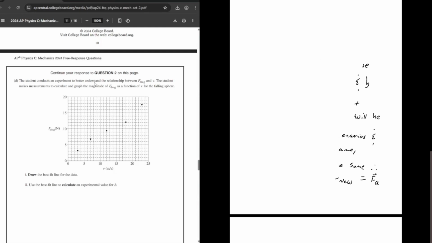Yeah, so if you want to see that, just go back, rewind the video, and let's get on to the next question. Part D. The student conducts an experiment to better understand the relationship between F drag and v. The student takes measurements to calculate the graph and the magnitude of F drag as a function of v for this falling sphere. Draw a line of best fit for the data.